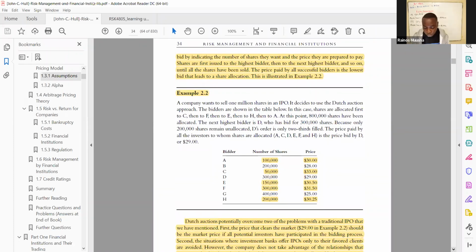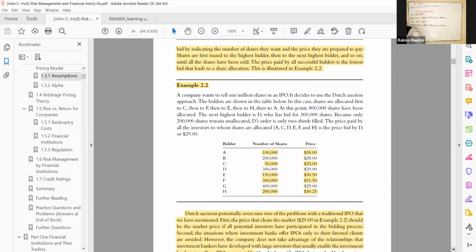Can you quickly read through example 2.2 and we'll go through together?